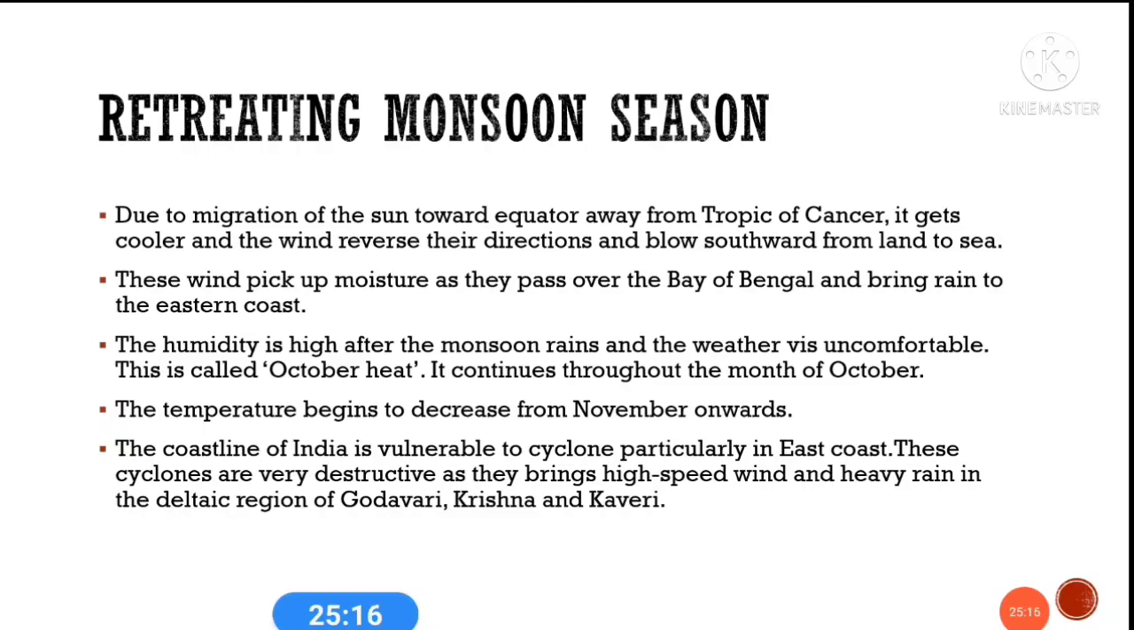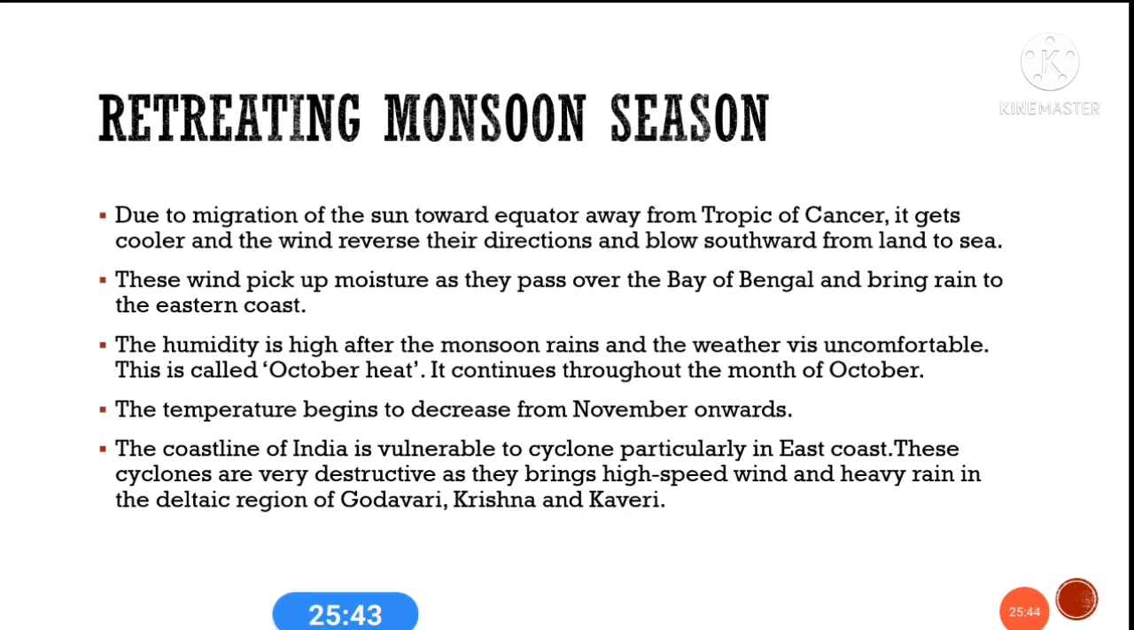So humidity is high after the monsoon rain, and the weather becomes uncomfortable. So it is in the month of October. In the month of October, the humidity is still high, due to which it is termed as October heat, which continues in the entire month of October. Now temperature begins to decrease from the month of November onward.